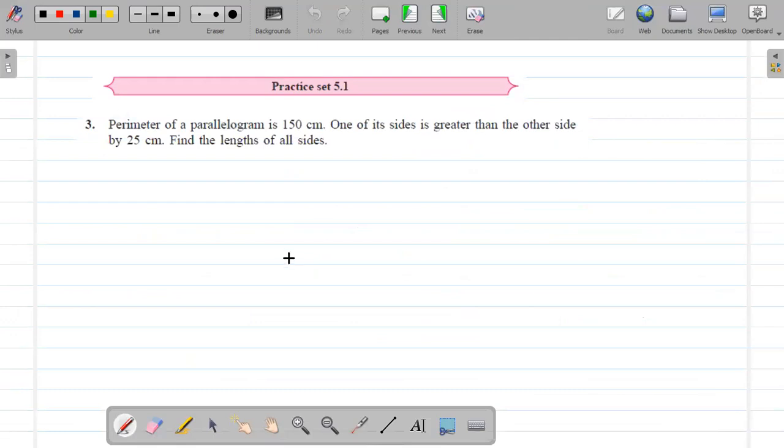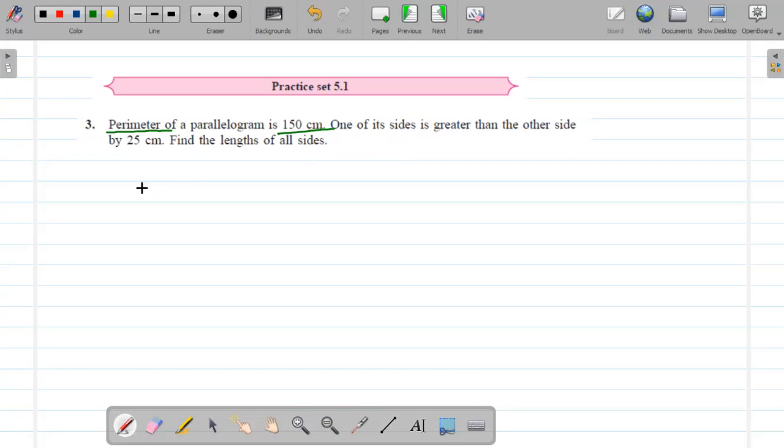Again, this is an important question. Perimeter of a parallelogram is given. One of its sides is greater than the other side by 25 centimeters. Find the length of all sides. So how do we begin? We need to set up some variable here. We are given the perimeter. The perimeter of the parallelogram is given to be 150 centimeters. One of its sides is greater than the other side by 25 centimeters.